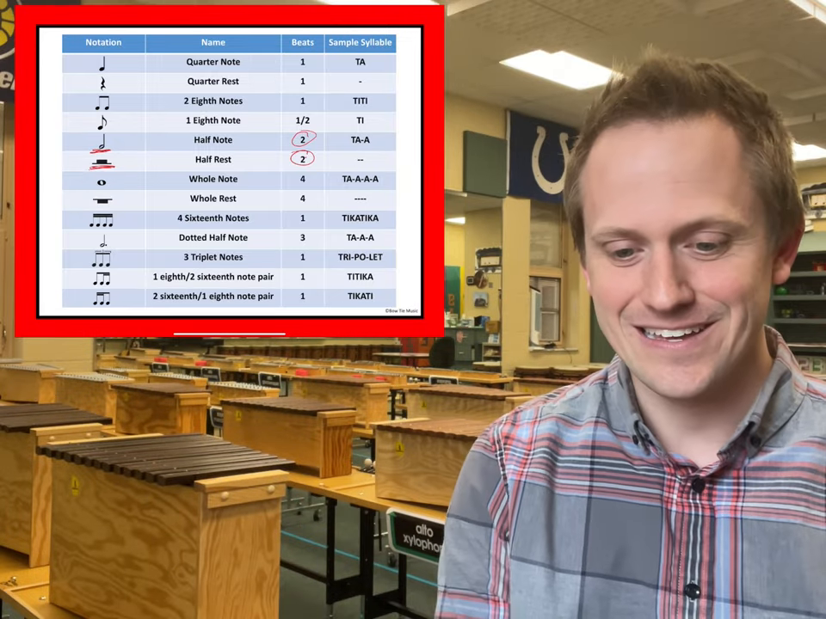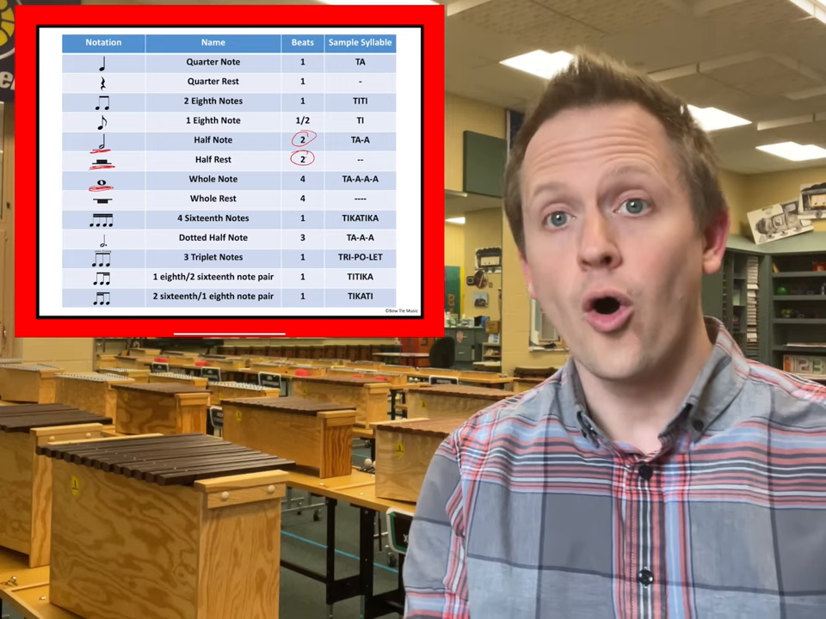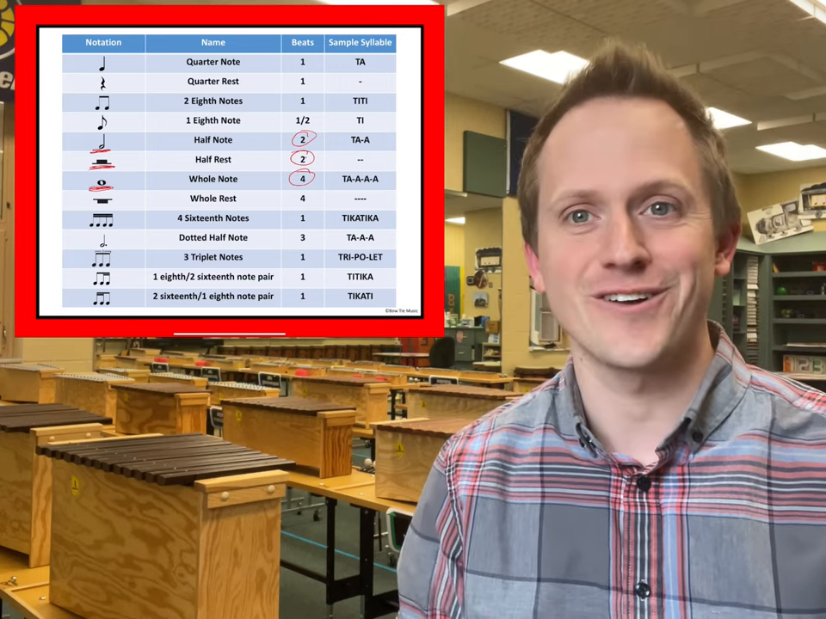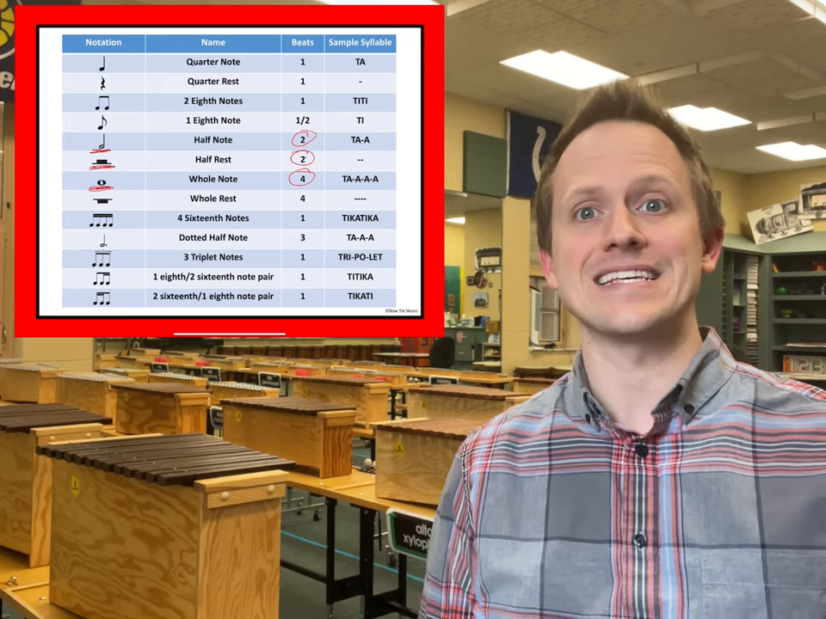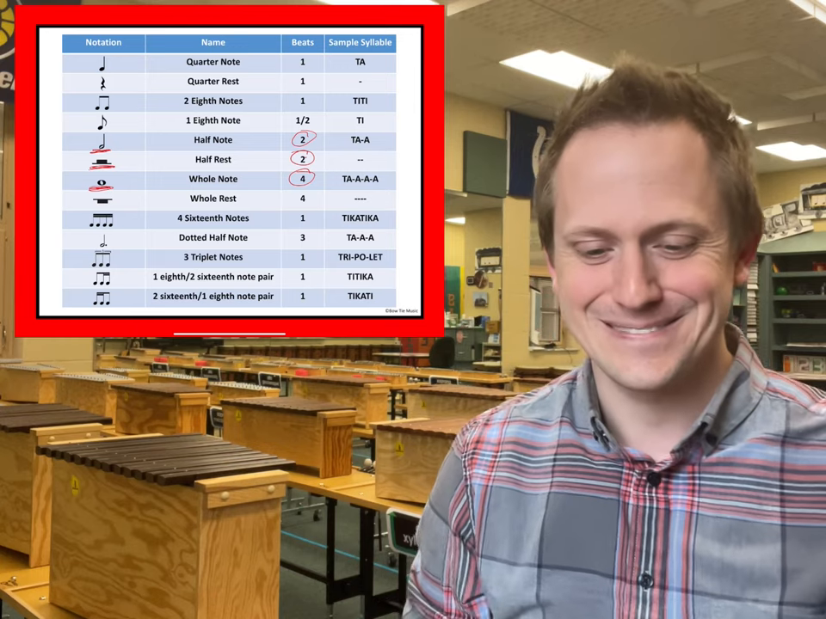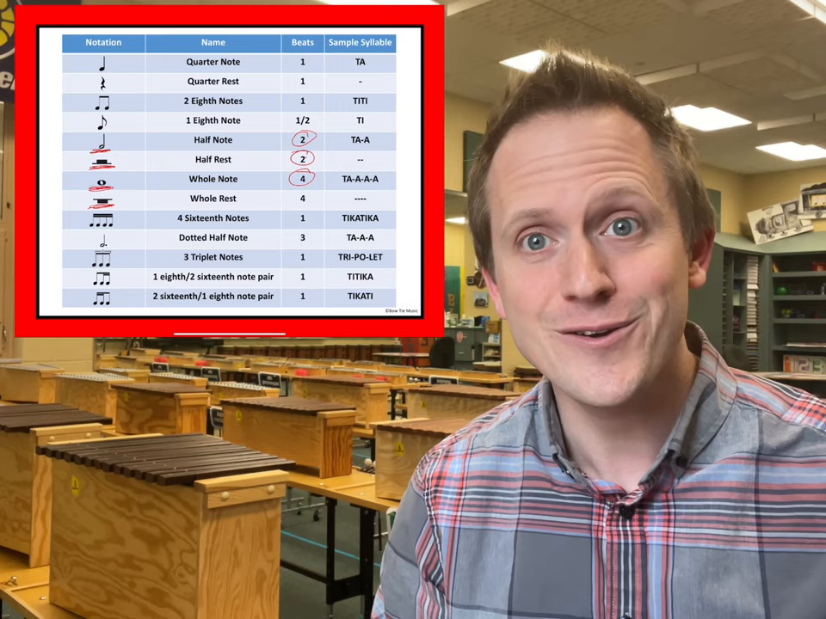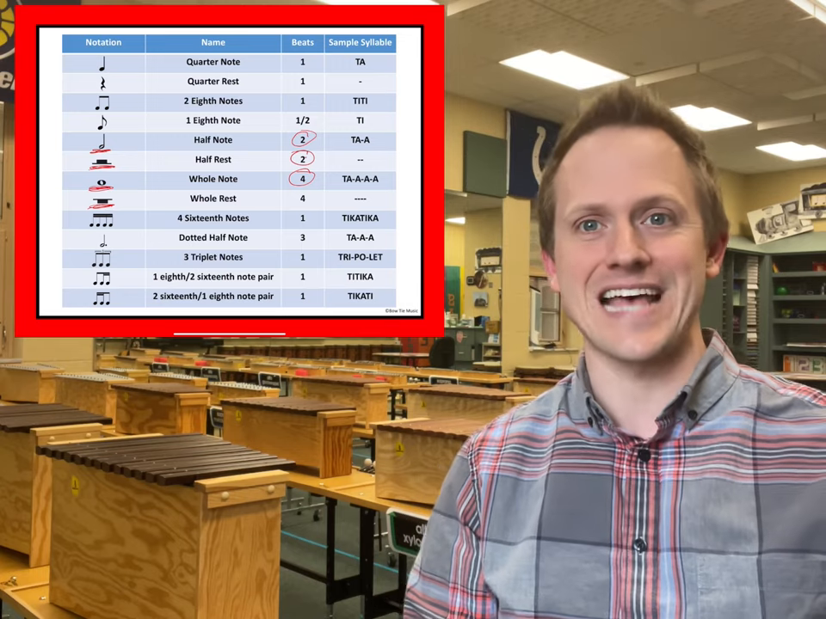Great. Our third intermediate rhythm is a whole note. Whole notes fill up the whole measure, four whole beats, and they go like this. Ta. Whole rests? Well, they also get four beats, only they're four beats of silence, like this.